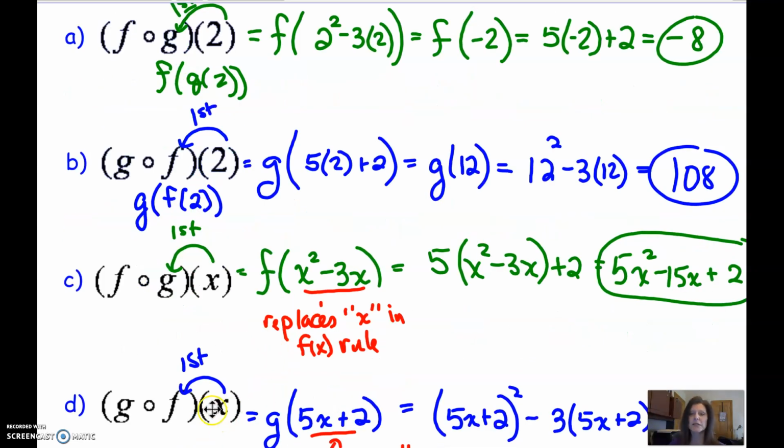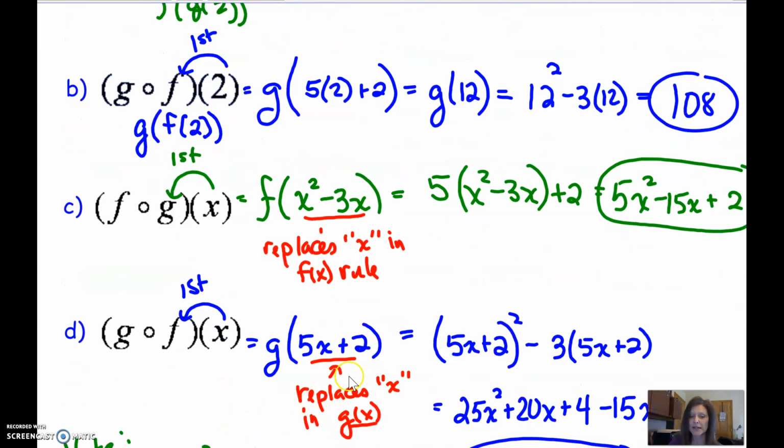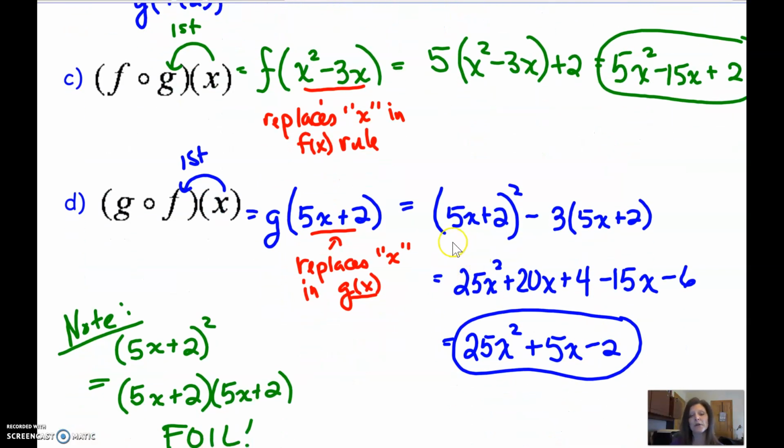Again, if we reverse it, we're going to get a different answer. So if I have g of f of x, then I want g of whatever f of x is, and that is 5x plus 2. Now I take this and I put it back up into g's formula. So that was whatever x is being squared, so it's my whole quantity being squared, minus 3 times whatever my x is, so 3 times the quantity. Now don't forget, when you have a quantity, a binomial squared, that means you're multiplying it by itself and you're going to have to FOIL. So that's where these first 3 values come from. And then we distribute the negative 3 and finally combine our like terms.